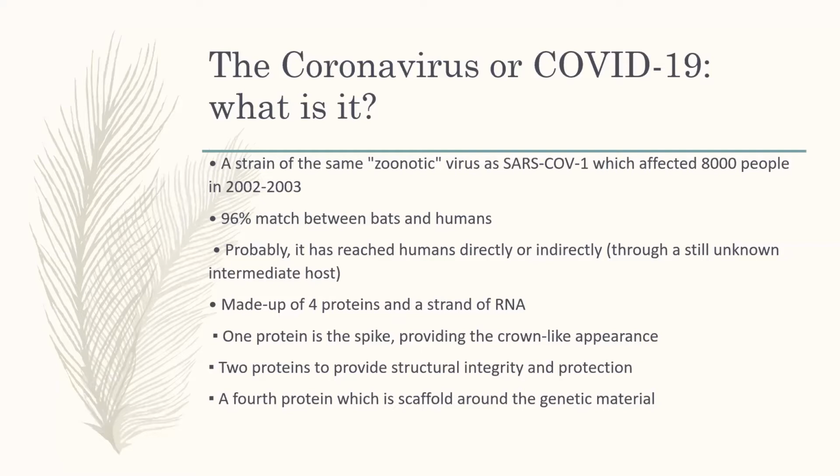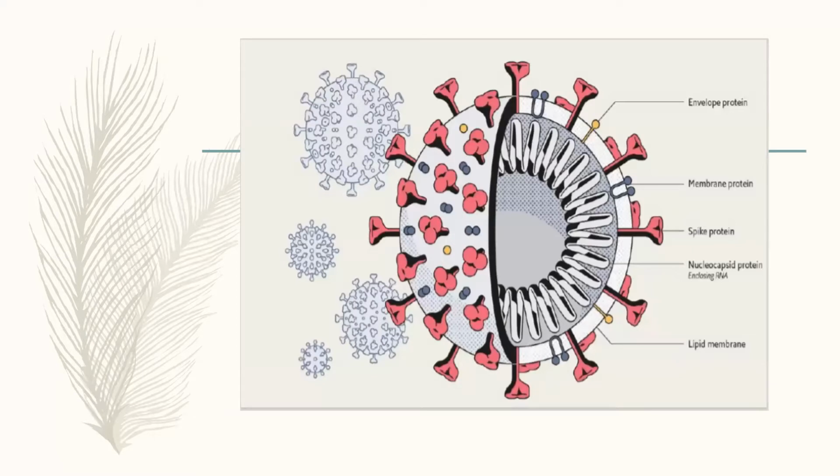The virus is made up of 4 proteins and strands of RNA. One protein is the spike, providing the crown-like appearance. 2 proteins provide structural integrity and protection. A fourth protein is a scaffold around the genetic material. This is the shape of the virus. These are the four proteins of the virus: envelope protein, membrane protein, and spike proteins.